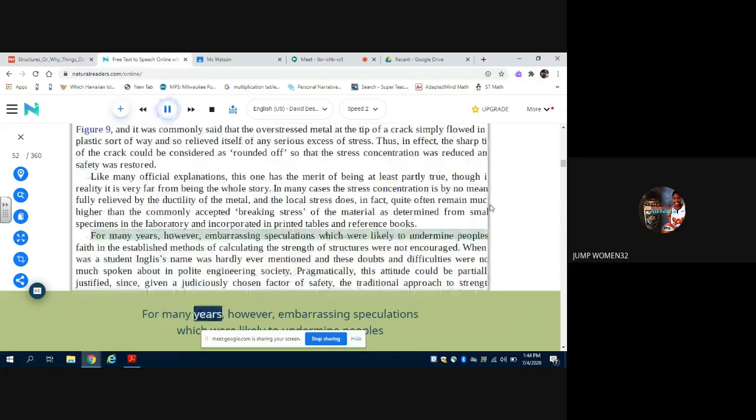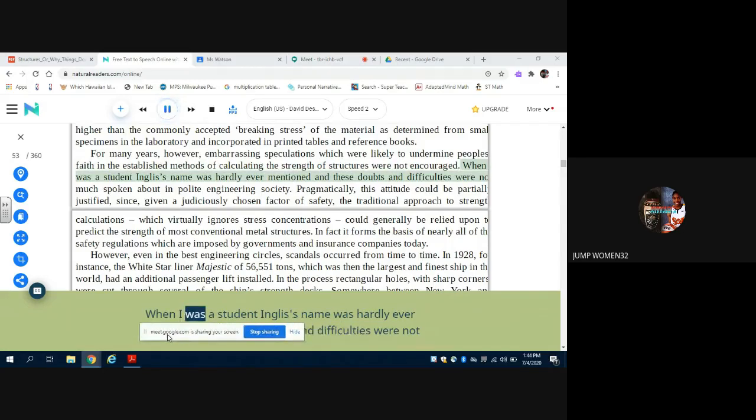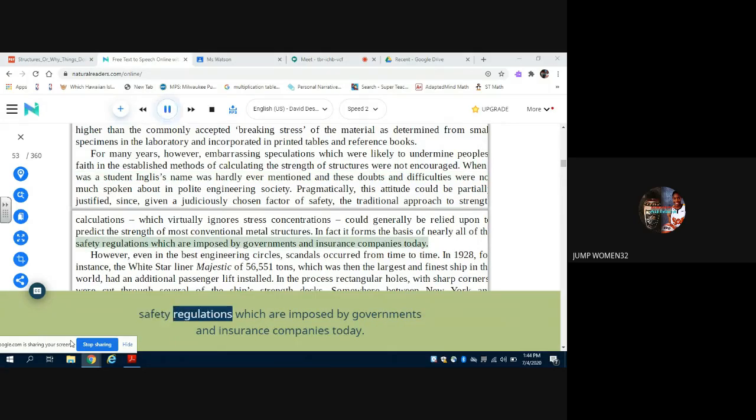For many years, however, embarrassing speculations which were likely to undermine people's faith in the established methods of calculating the strength of structures were not encouraged. When I was a student, Inglis's name was hardly ever mentioned, and these doubts and difficulties were not part of the safety regulations which are imposed by governments and insurance companies today. However, even in the best engineering circles, scandals occurred from time to time.